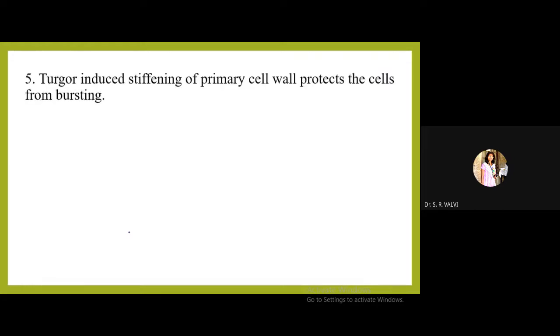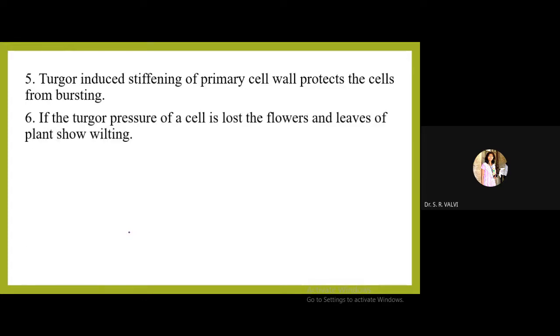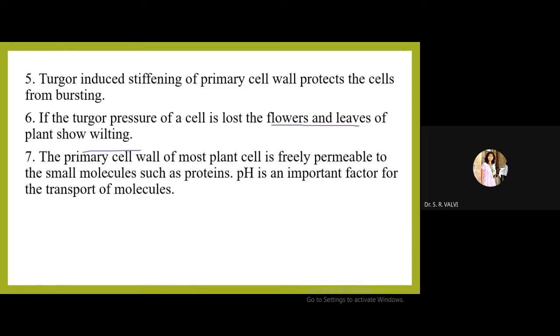So turgor induces stiffening of the primary cell wall, which protects the cell from bursting. Then if the turgor pressure of the cell is lost, the flowers and leaves are going to wilt, right? So wilting will start, and they fall down from the plant. So likewise, we have seen the structure and function of the plant cell wall. Thank you very much for your patient listening.